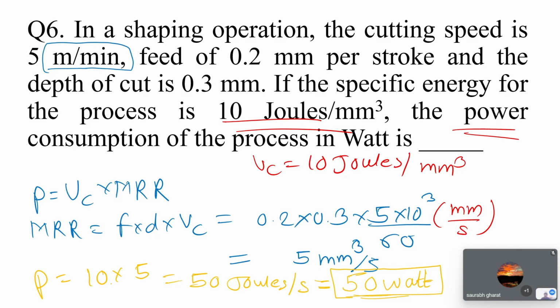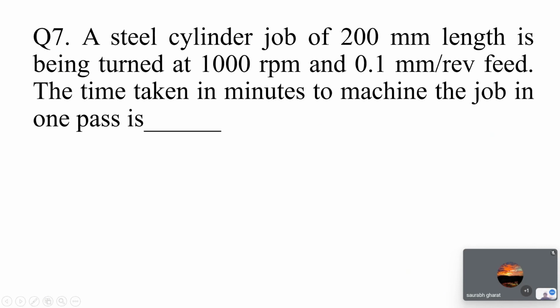So go to question number 7 now. A steel cylinder job of 200 millimeter length is being turned at 1000 rpm with 0.1 millimeter feed. The time taken in minutes to machine the job in one pass is asked. So we need to find the total time here.